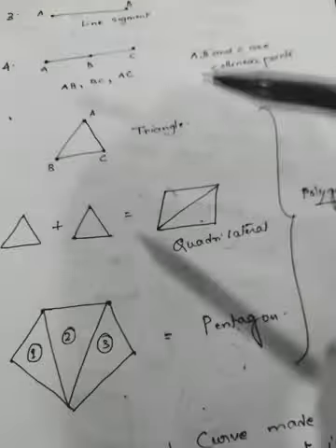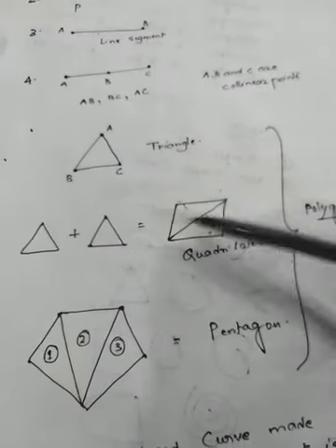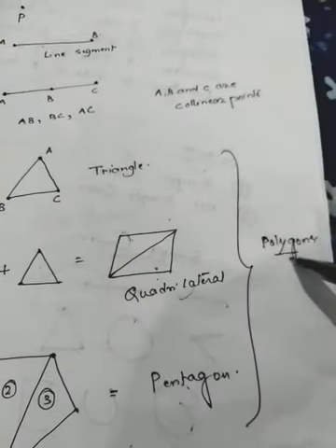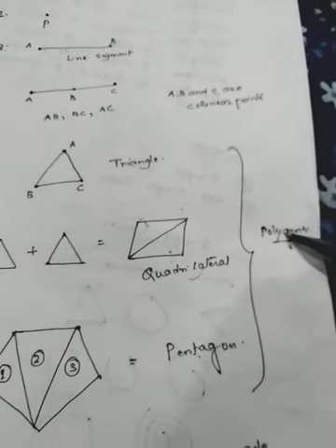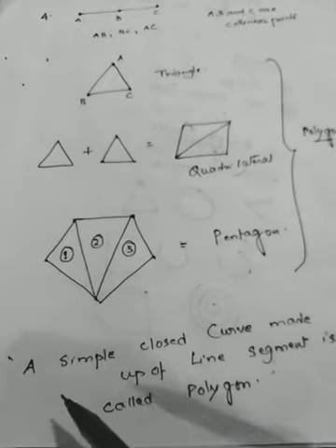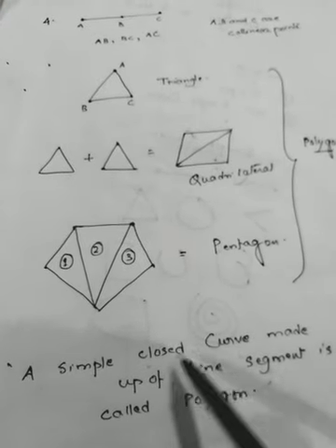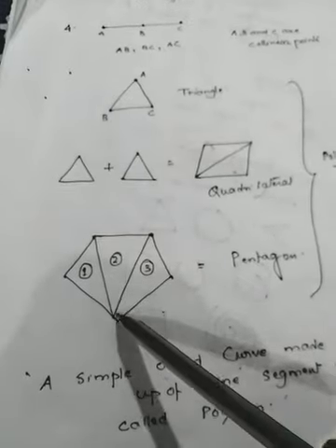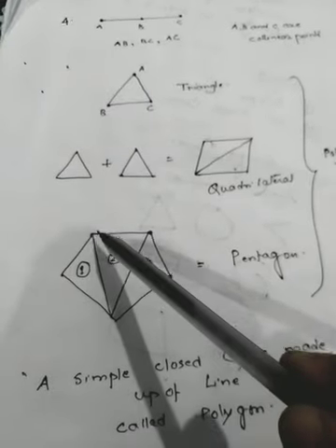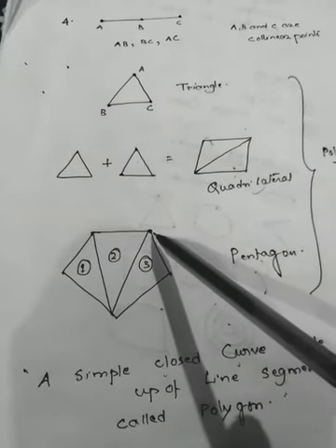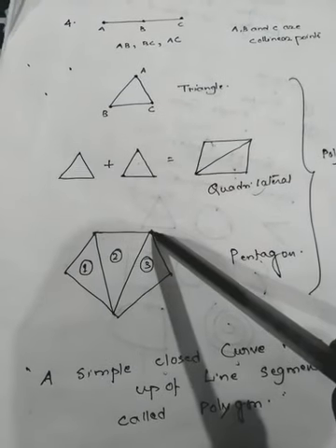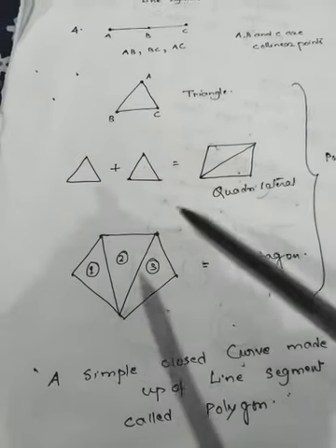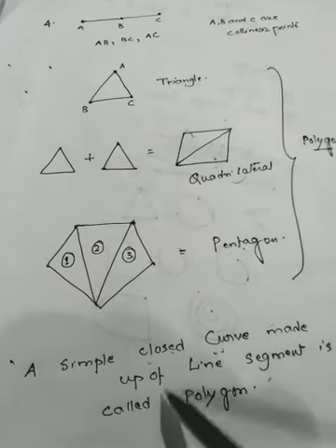Fine, so these figures are also called polygons. These are all types of polygons. Now how will you define a polygon? It is a simple closed curve. It is a closed curve, closed from every side. Suppose you start from here and draw a line, then again it meets at the same point. So these are simple closed curves made up of line segments.